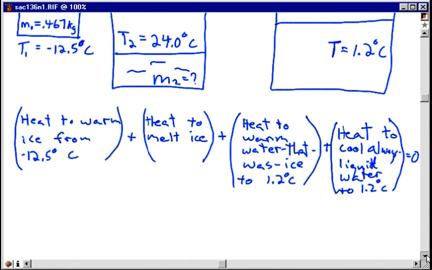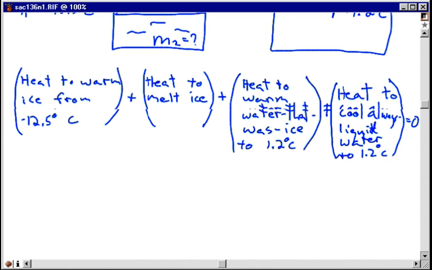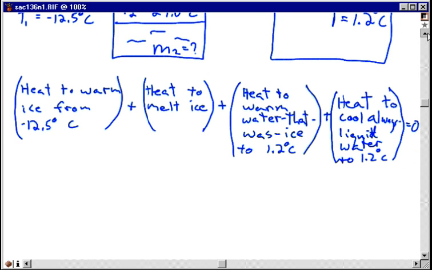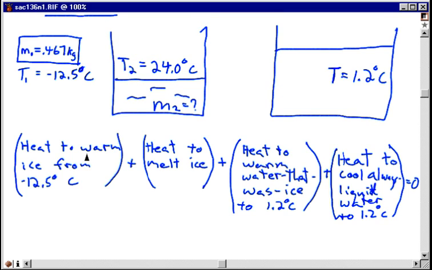All right, I want to identify the temperature changes specifically. We're going to need, in order to find out how much heat you need to warm the ice from minus 12.5 degrees to 0 degrees Celsius, we need to know the temperature change. Heat to melt ice, there is no temperature change. That all occurs at the freezing point at 0 degrees Celsius. We don't need a temperature for that one.